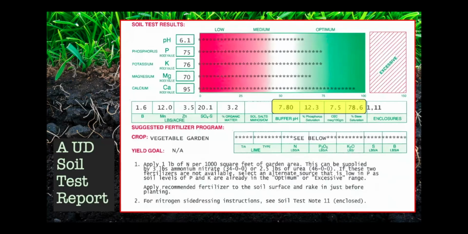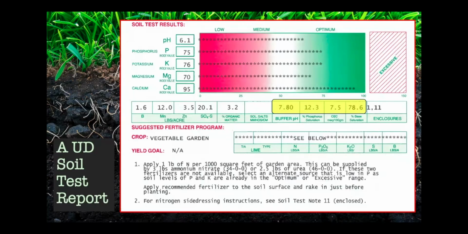The next number is percent phosphorus saturation. Too much phosphorus is bad, like we said before. This number tells you basically how much phosphorus your soil is holding onto. If it gets up into like 25, that's bad. You don't want it holding that. You need to keep it lower. Lower is better. Does that make sense? That's really all you need to know for that.